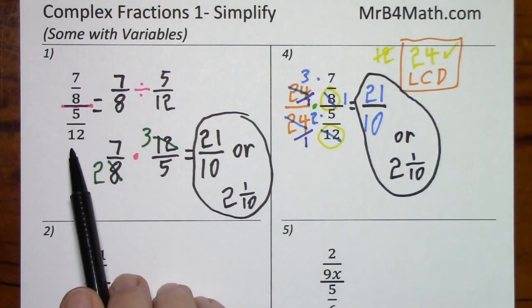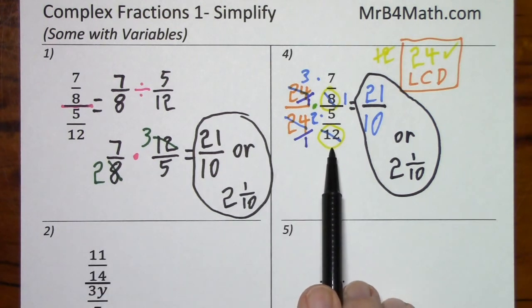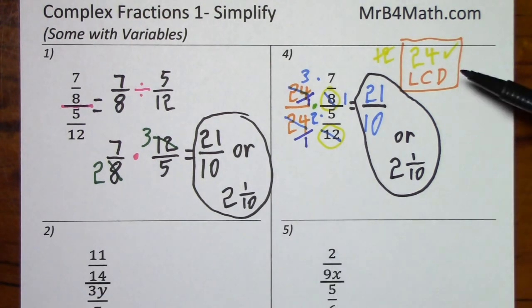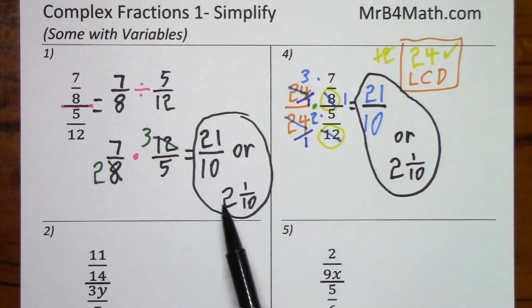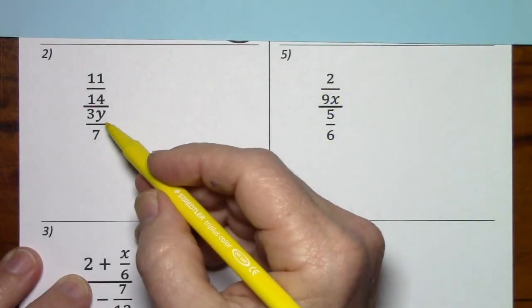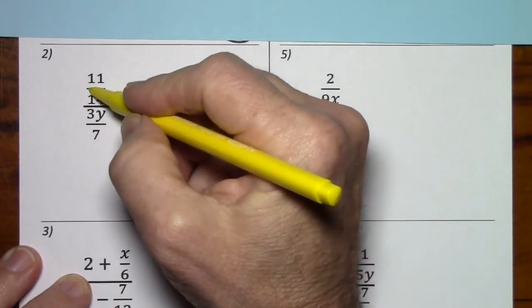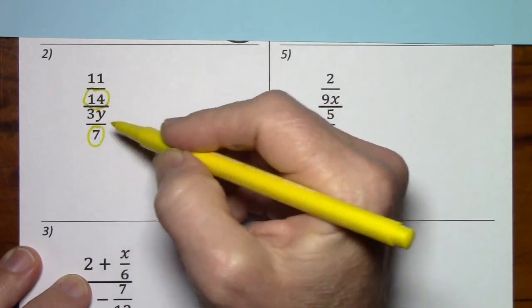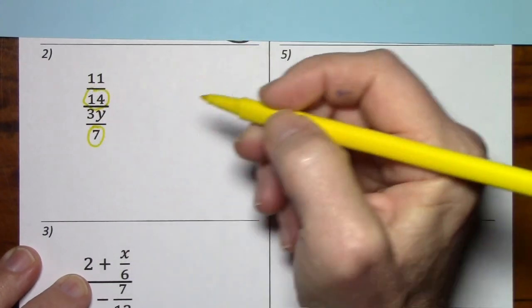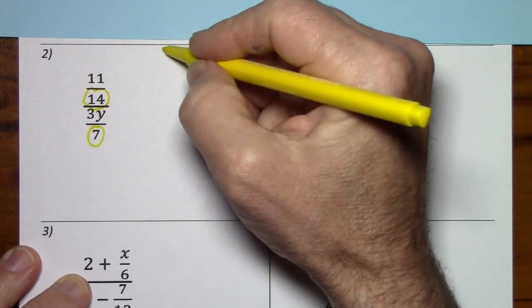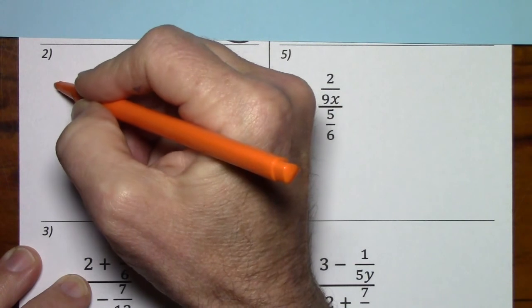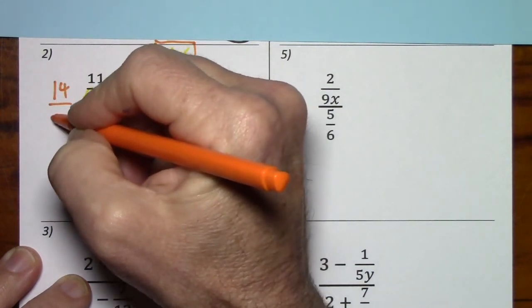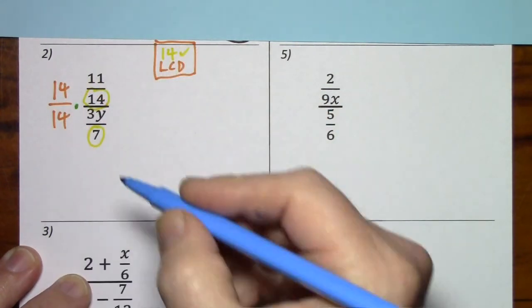I didn't point out at the start that these two problems are identical. I just wanted to show a different way of solving it, and this is the method that we're going to use. But notice you do get the same answer. Looking at this one, the denominators are 14 and 7, and 14 is the least common denominator. So we'll multiply by 14 over 14.